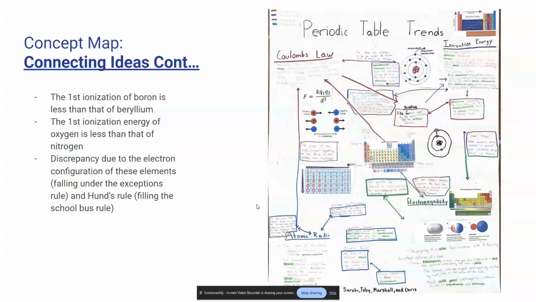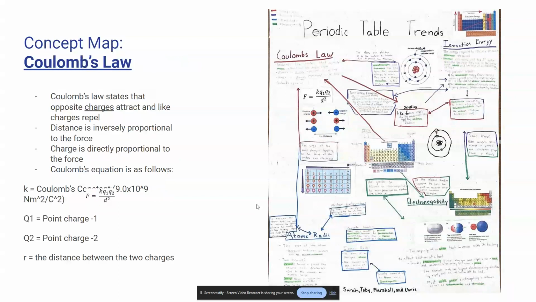The first ionization energy of boron is less than that of beryllium, and the first ionization energy of oxygen is less than that of nitrogen. This exception is due to the electron configuration of these elements falling under the exceptions rule and because of Hund's rule, the filling in the school bus rule.